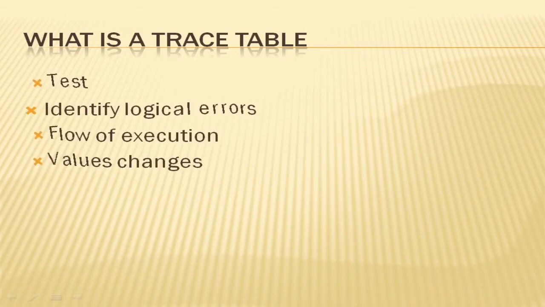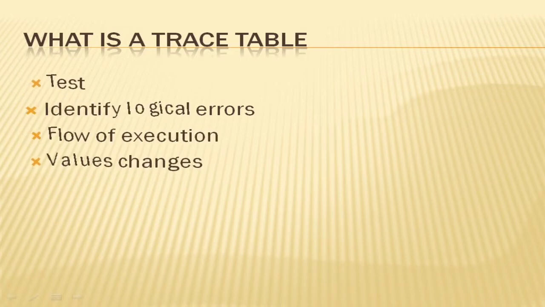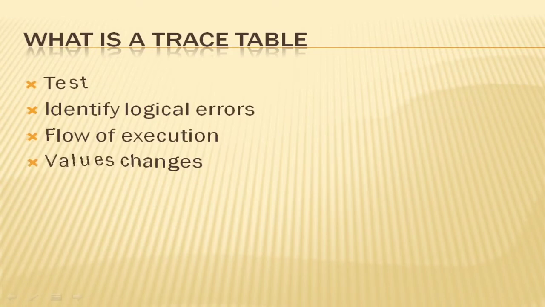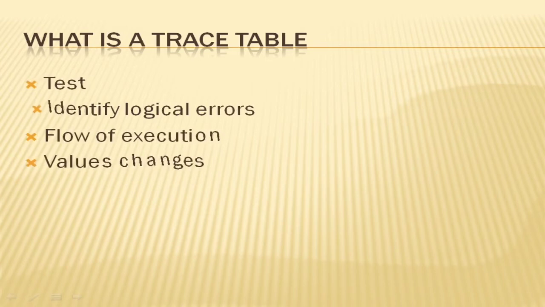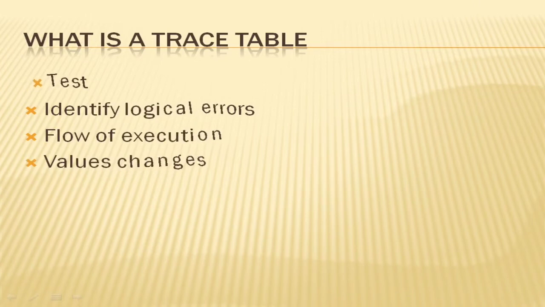Values of variables are changed when an assignment statement is executed or an input statement is executed, so just remember that, right? So basically a trace table is used to track changes in an algorithm or pseudocode. To learn more about the different types of programming errors, please see my video that deals with this topic. Alright, cool.